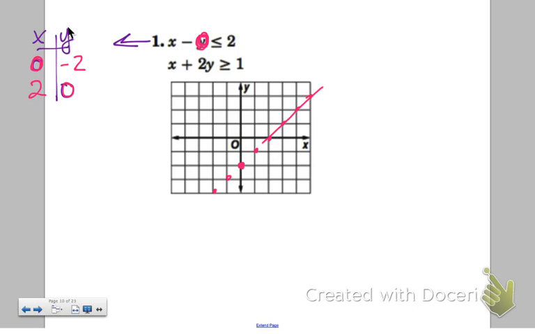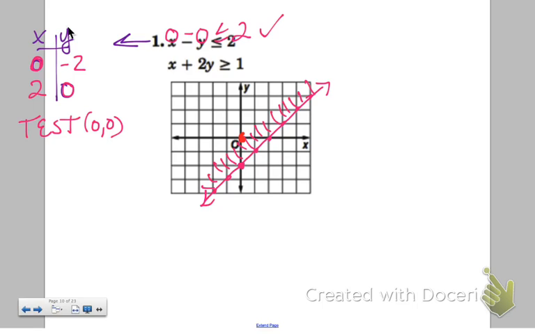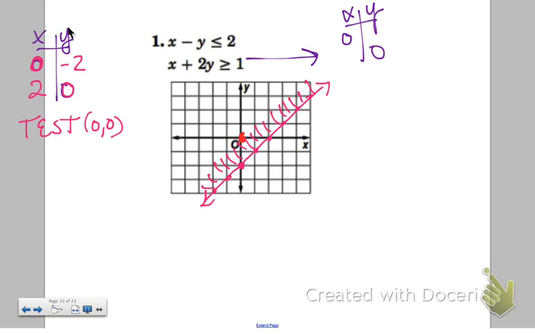So what we're going to do is just continue that pattern, draw the line. It's a solid line because that was a greater than or equal to, or less than or equal to. Now we have to test the point. We're going to test the point 0, 0 because our line doesn't touch 0, 0. When I plug it in, 0 minus 0 is less than or equal to 2, so that 0, 0 point works, so our shaded region contains that, which means we shade on that side of the line.